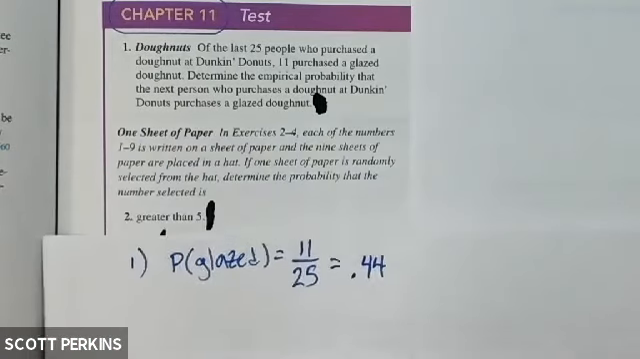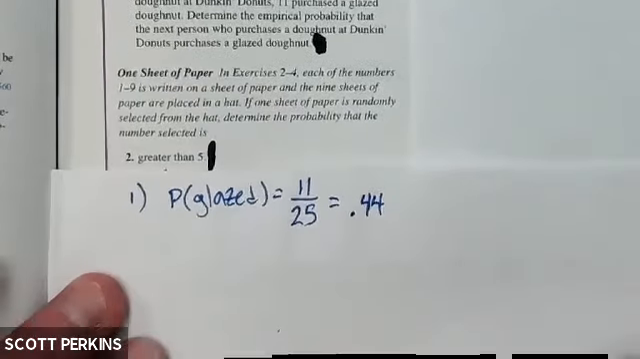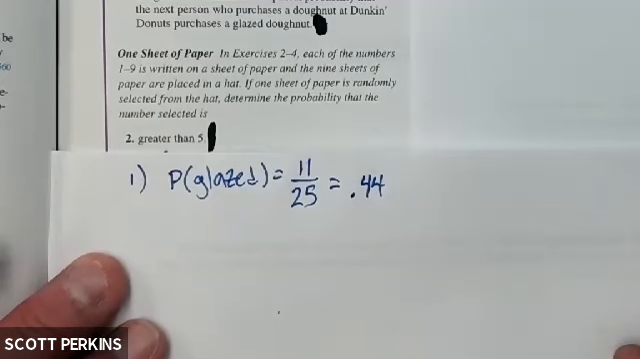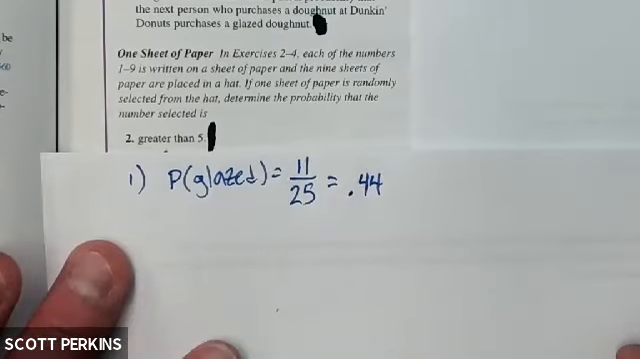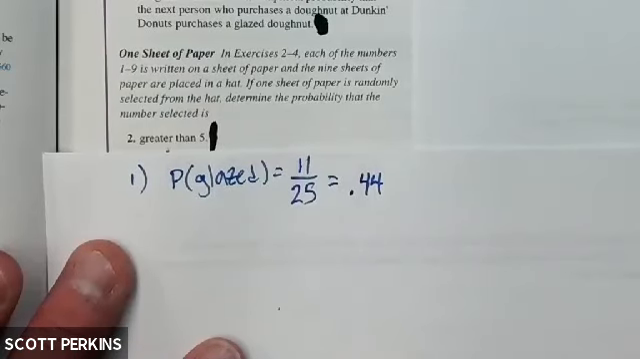All right, then here's what I would like you to do. Each of the numbers 1 through 9 is written on a sheet of paper, and the 9 sheets of paper are placed in a hat. If one sheet of paper is randomly selected from the hat, determine the probability that the number selected is greater than 5. Okay, so you go ahead and do that problem for me, greater than 5.